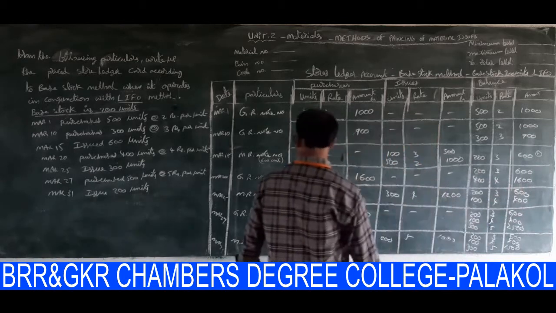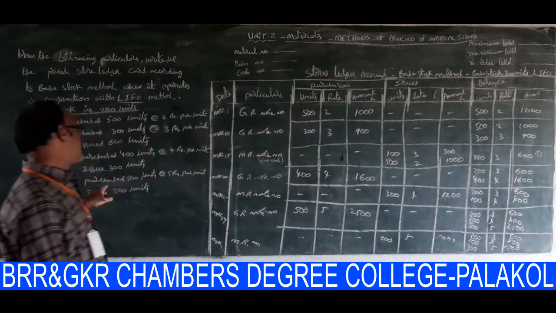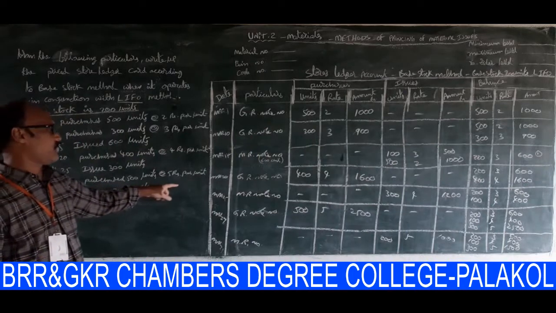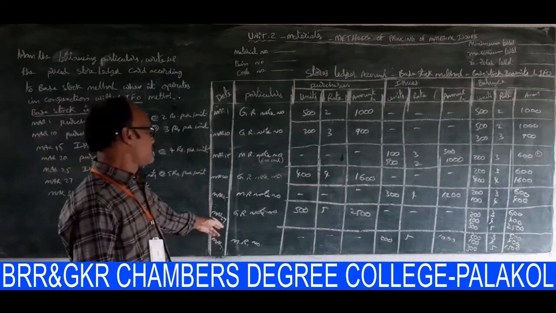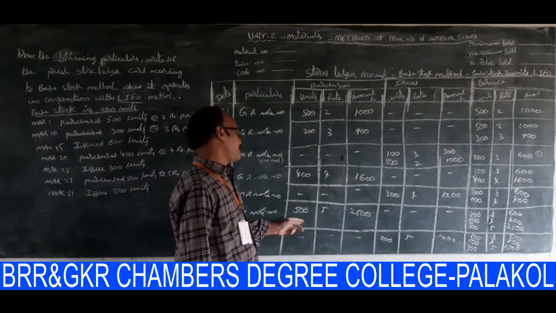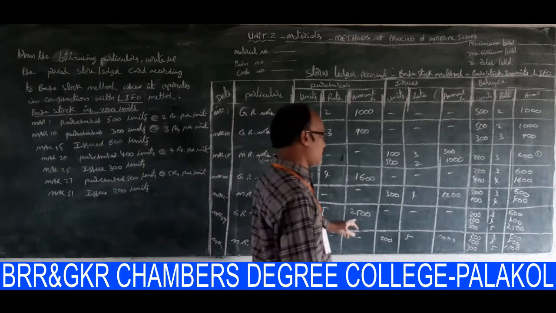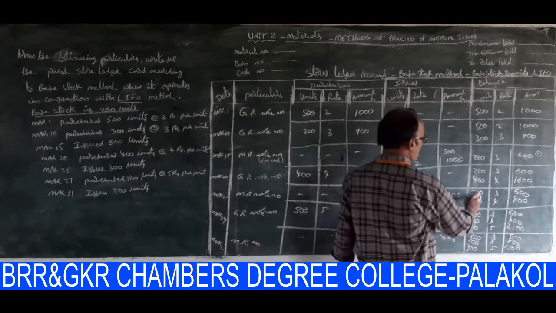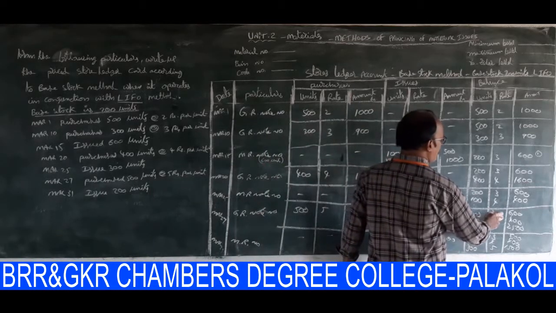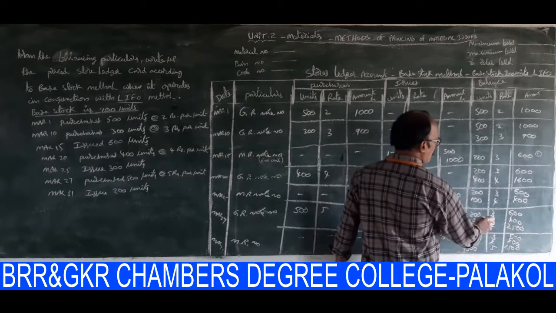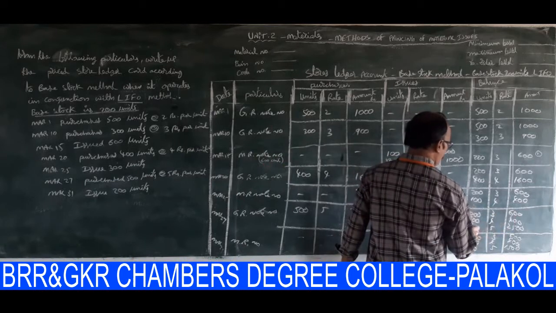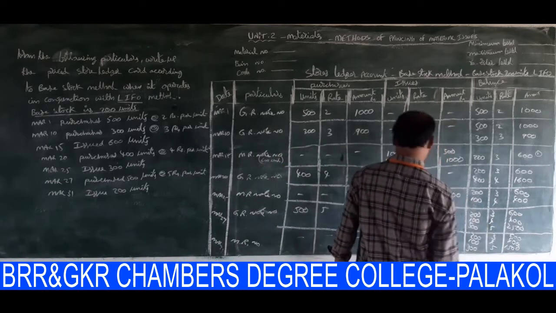Okay, next one, purchased 500 units at the rate of 5 rupees per unit. So GR note number, 500 units at the rate of 5 rupees per unit, 2500. So 200 units at 3 rupees, 600, 100 units at 4 rupees, 400, 500 units at 5 rupees, 2500.